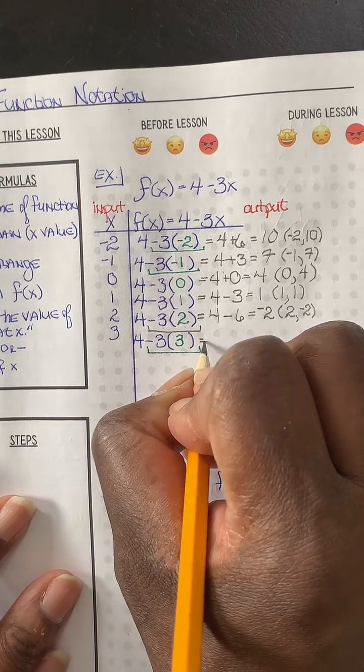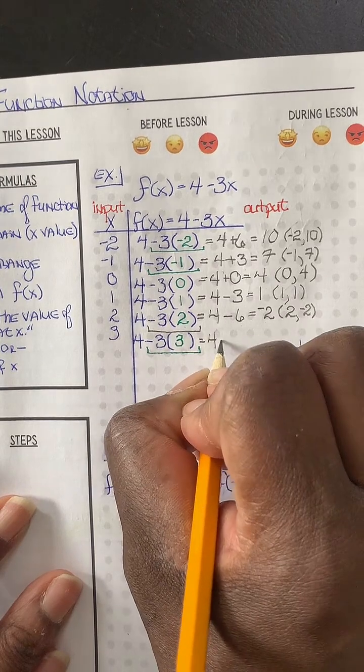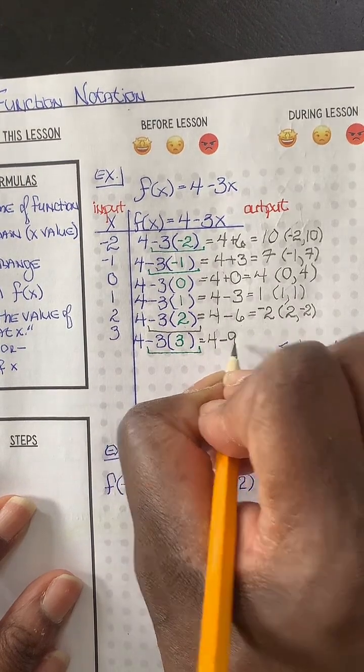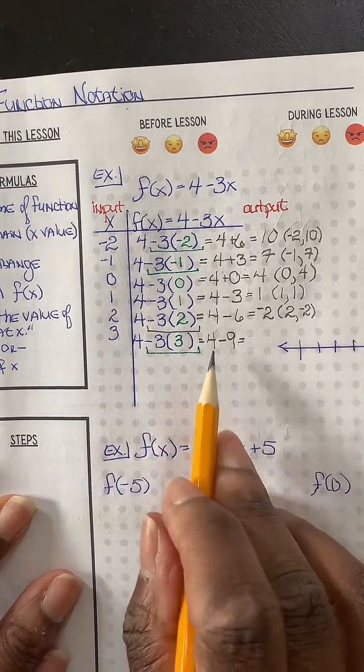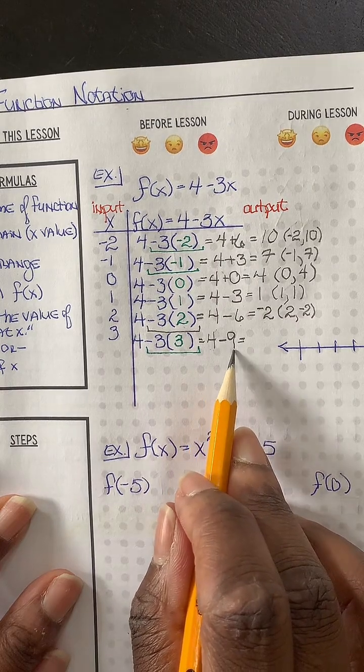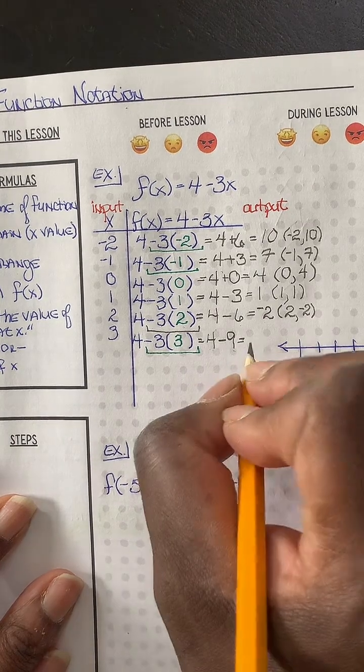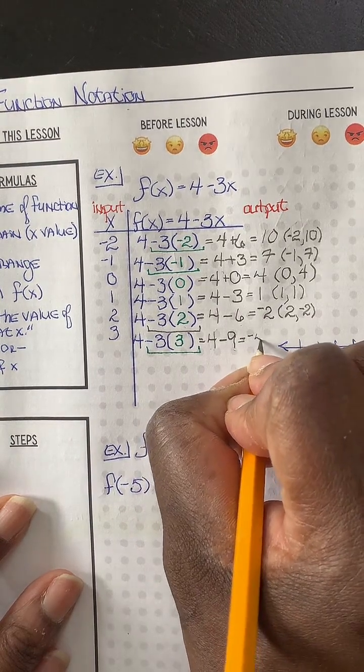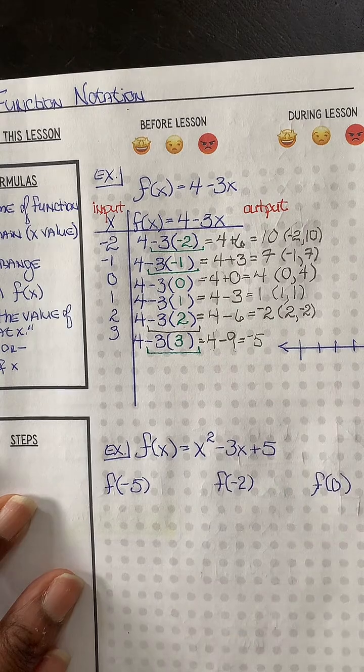So we actually have 4 minus 9. And then 4 minus 9, I have $4. I want to buy something that costs $9. So I need to borrow $5.